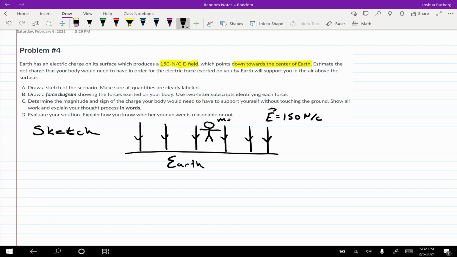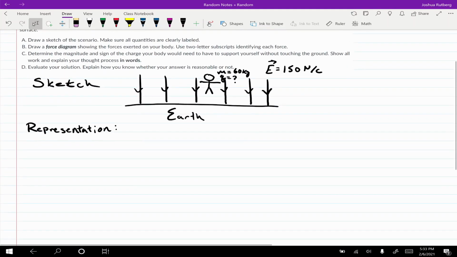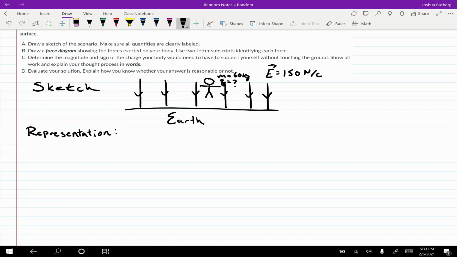So this person is going to have some mass and some charge that we don't know. So the mass, let's just say like 60 kilograms. That's around the mass of an average person. If you wanted to use your exact mass, you could look that up. I'm just going to use this because it's an average. And the charge is what we're looking for. So now the representation we're looking for is a force diagram. So this is going to be a force diagram for our body, for the person.